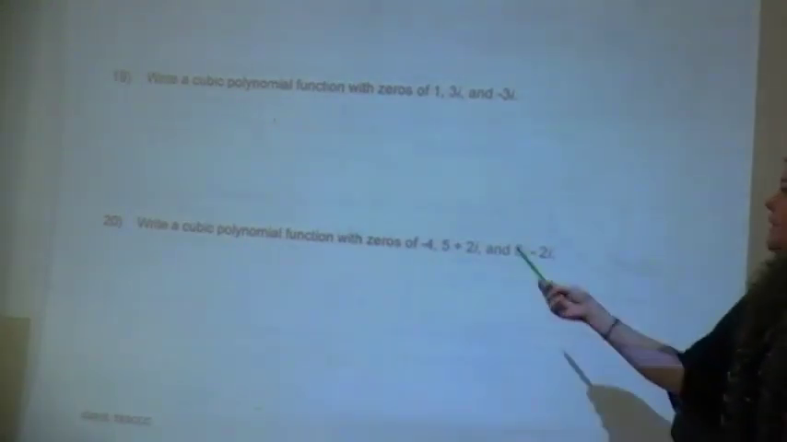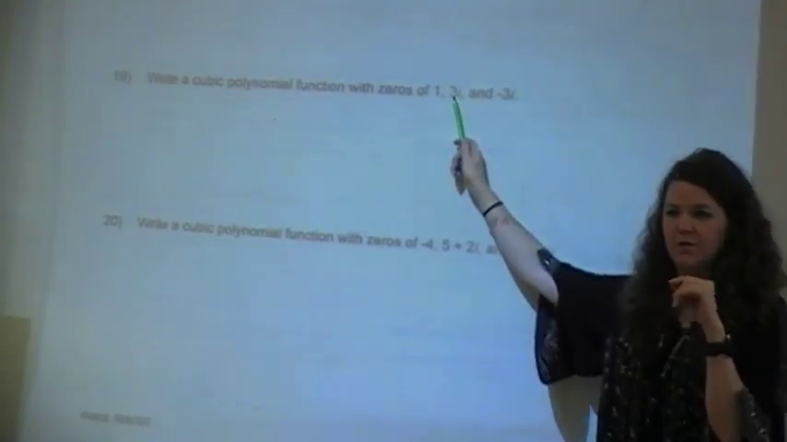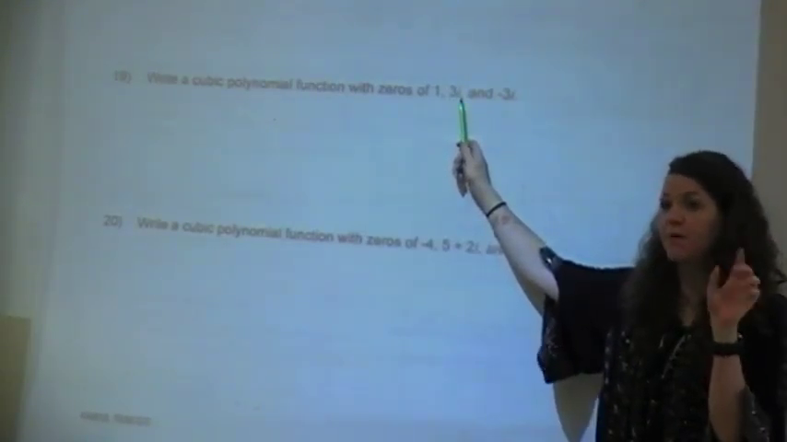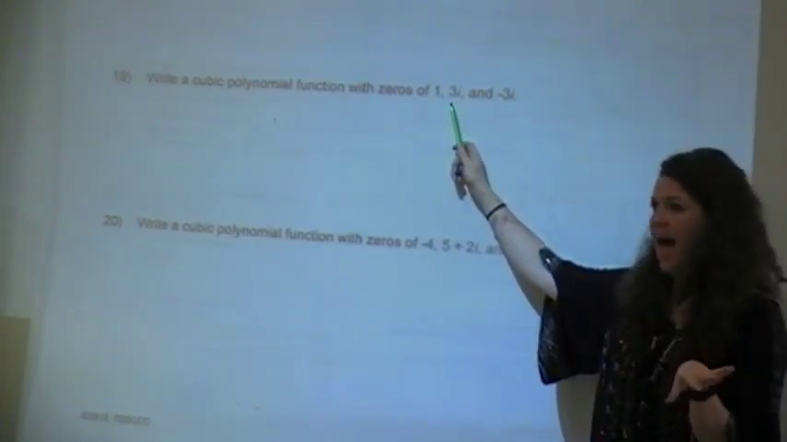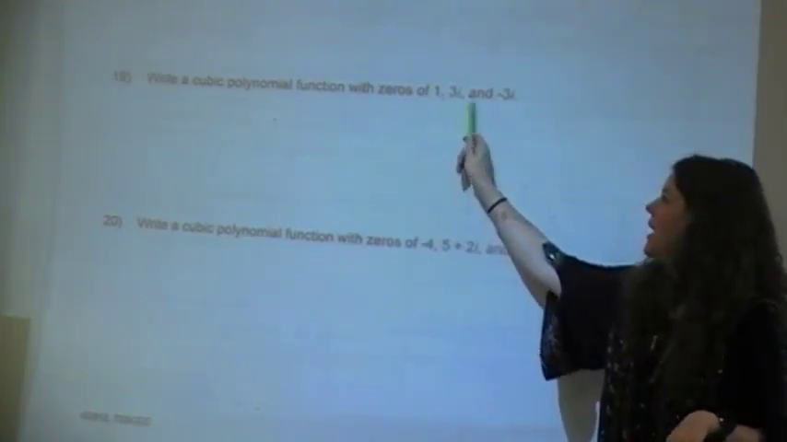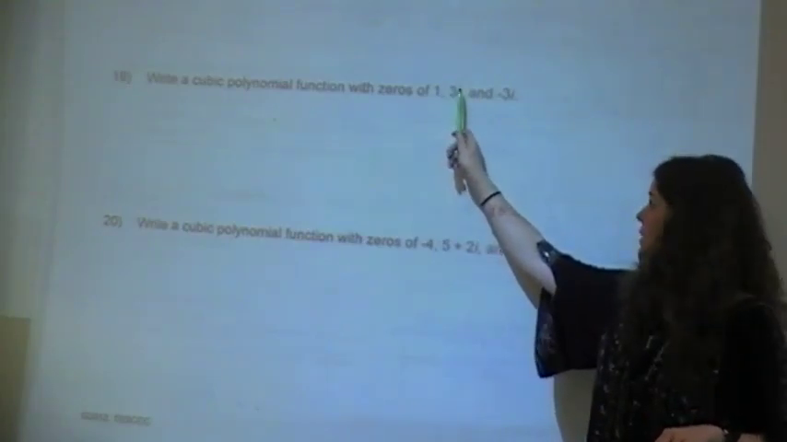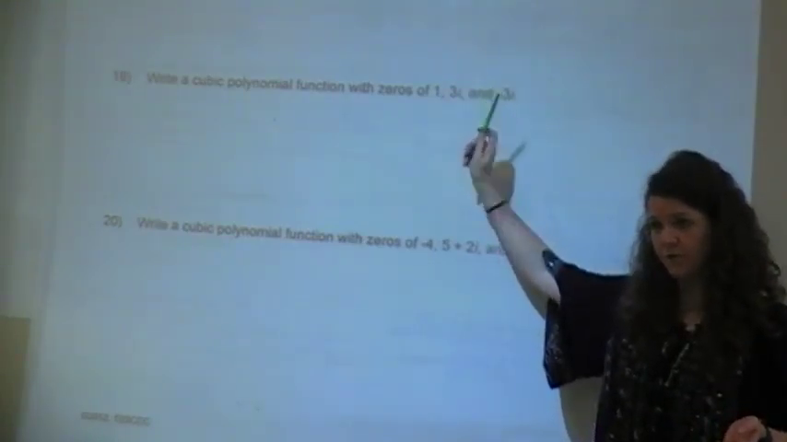3i, and negative 3i. Now this goes to what we were talking about just a minute ago. If you have one imaginary answer, you have two. They couldn't just give me, sometimes they will, they'll just say 3i. But you should know, if 3i is an answer, so is negative 3i. They always come in pairs. But if I'm doing this one, I would multiply these two first, because they're the conjugates of each other.